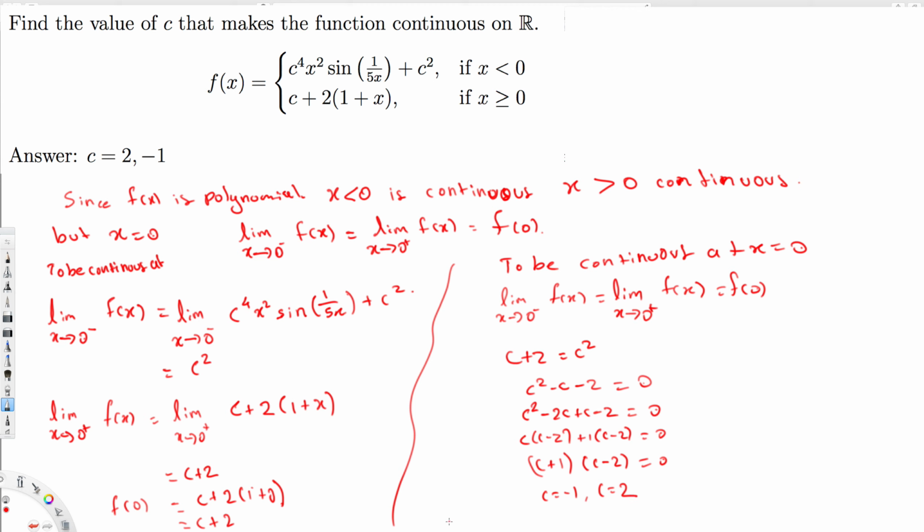So we can say that the function is continuous on R when c is equal to -1 and c is equal to 2. So this is my final answer, and this is how we approach this question.